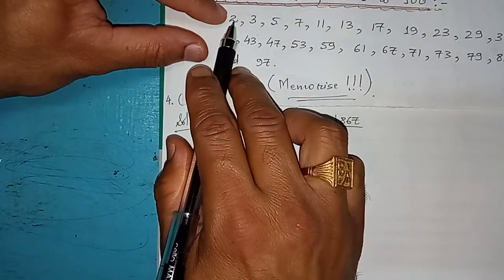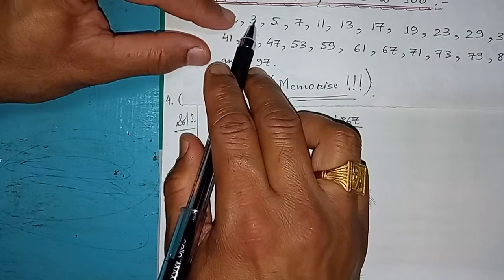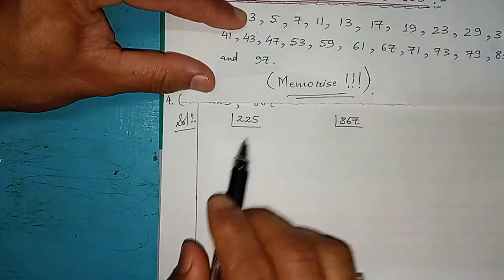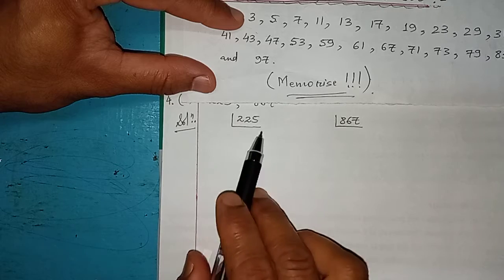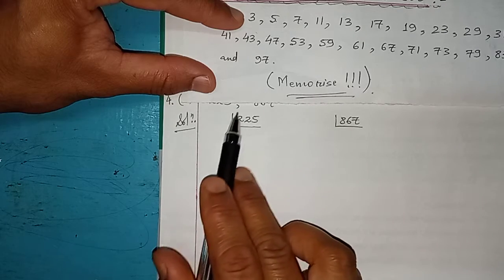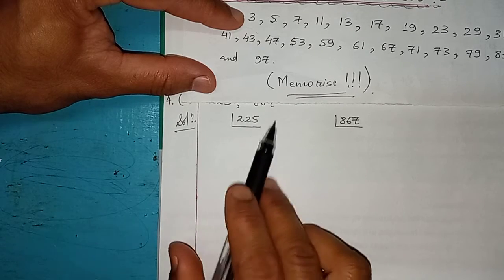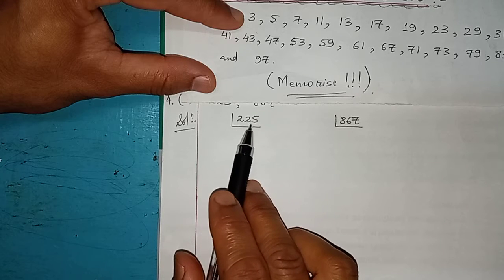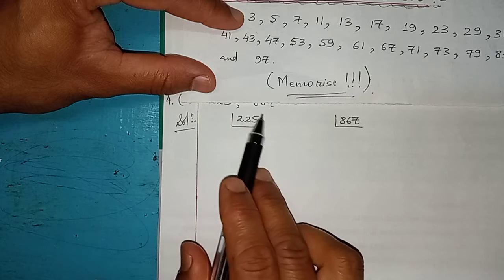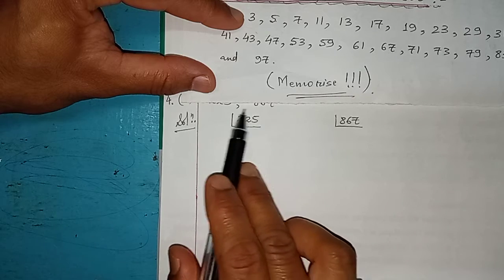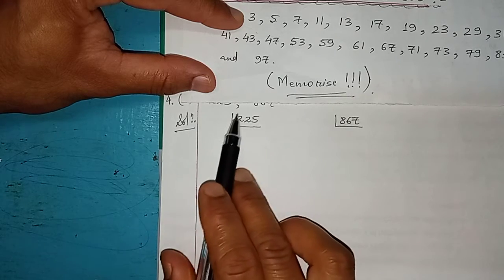Since it cannot be divided by 2, now we'll try 3. And remember students, if it's a big number, you should always do a test of divisibility by 3. What is the test? You add all the digits and the total should be a multiple of 3. The total should be present in the table of 3.